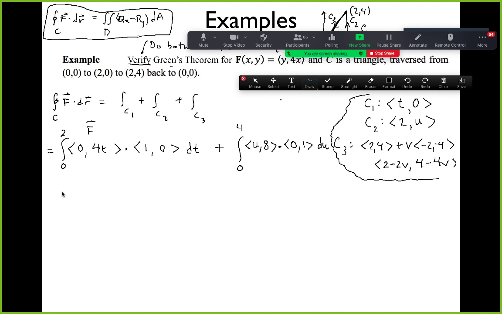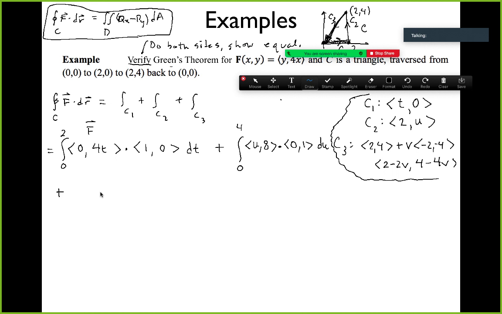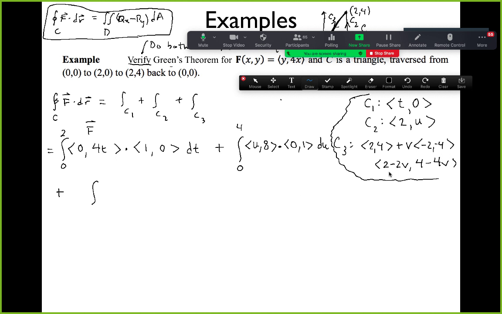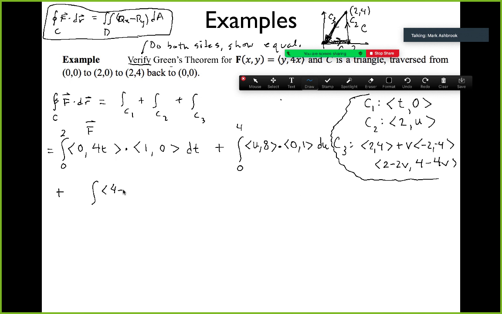And then finally, the last one will be our C3 journey here. We're going to write y as 4 minus 4v. Again, rewriting f in terms of our vector function, and then 4x will be 4 times 2 minus 2v, dot dr for this one, which will be -2, -4, and then dv. And what will v go from? From what to what? 0 to 1.